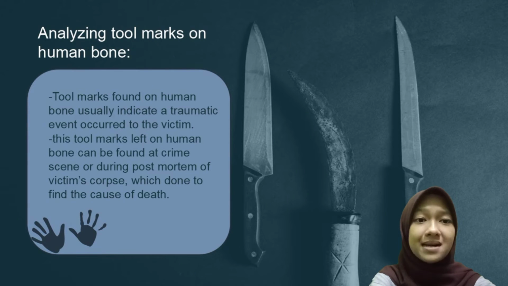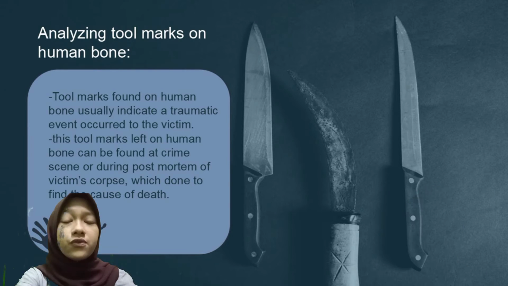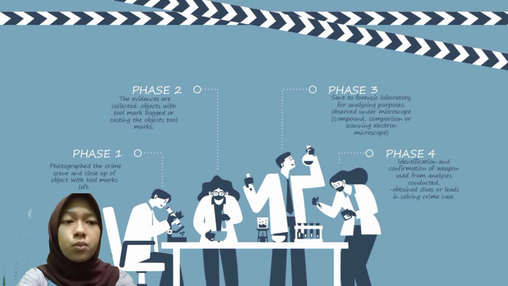Let's take a tool mark left on human bone as an example. Usually, a tool mark found on human bone indicates a traumatic event experienced by the victim. Analysis is done to find the cause of death. First, the crime scene and bone are both photographed for record. Then, evidence is collected, where the bone with the tool mark is bagged to preserve it.